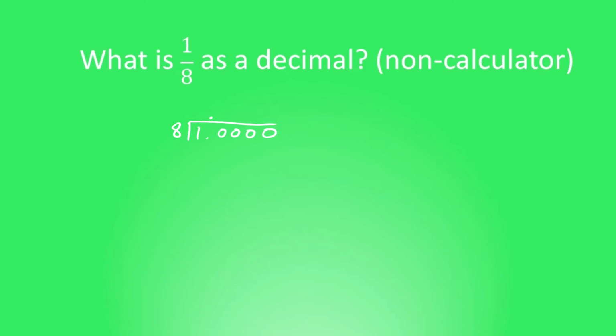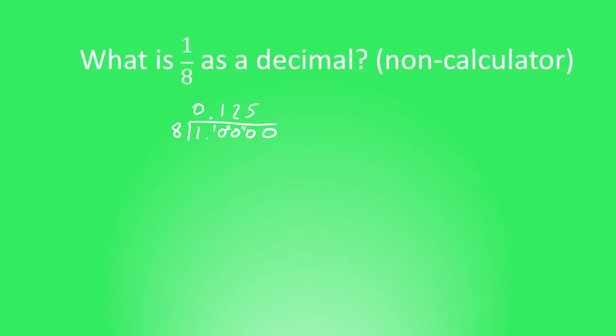So how many 8s go into 1? Well, we can't fit any 8s into 1. So we carry that 1 over. How many 8s fit into 10? It's 1. And there would be 2 left over. Carry that over to there. How many 8s go into 20? Well, it's 2. And there would be 4 left over. Carry that over. How many 8s go into 40? That would be 5. And exactly 5, so we've finished. So 1/8 as a decimal is 0.125.